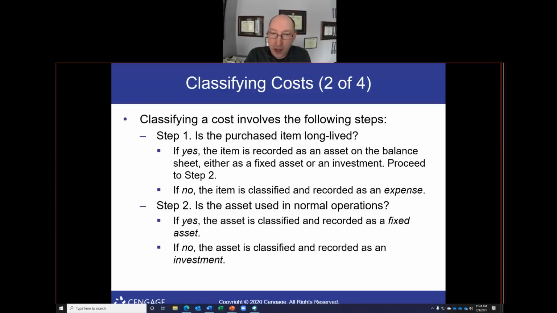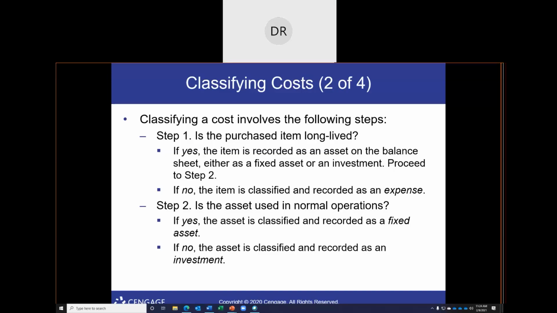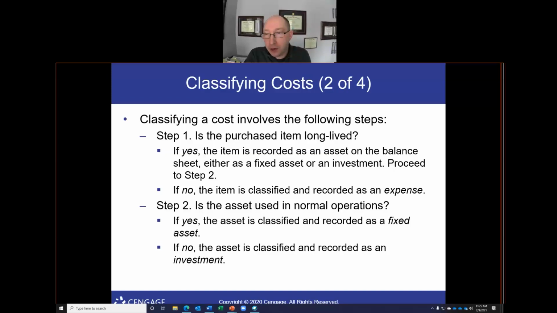No. The answer is it's an investment. Okay, if it's not helping generate revenue, then it's an investment. You got it. Because the idea behind a fixed asset, David, is that a fixed asset helps the company generate revenue, to make money. I use my property, my plant, my equipment to help me make money. If that is not true, then it's an investment. Good question. Absolutely.